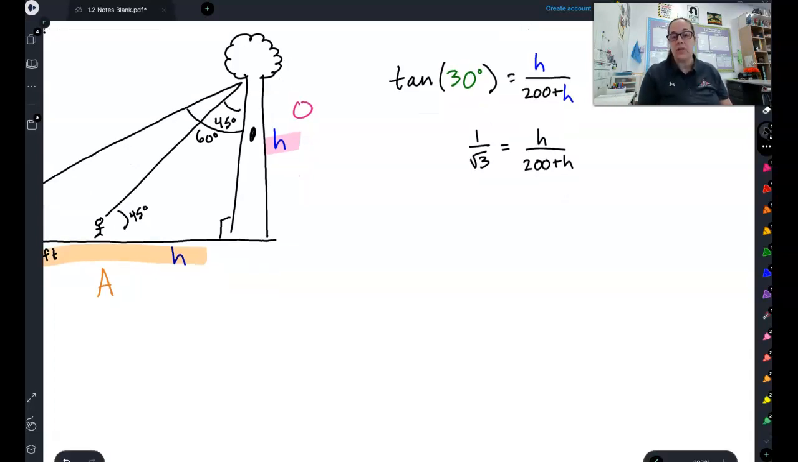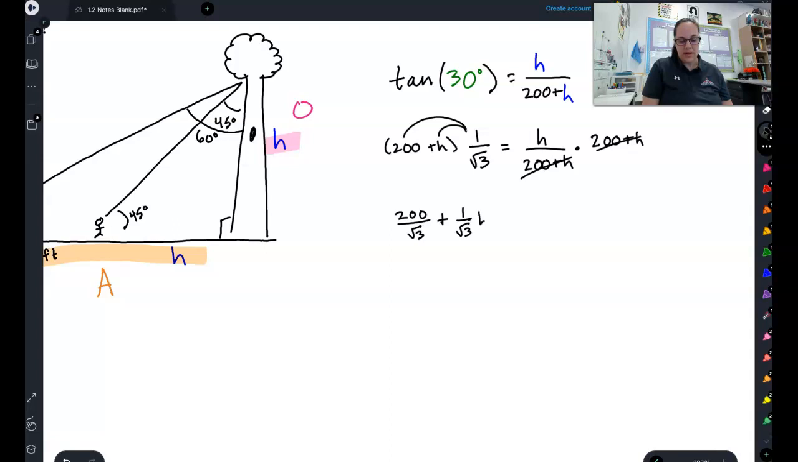Here's where you might want to start using some of those Algebra 1050 skills. If I want to solve this equation, let's get rid of that denominator first. We don't like that. And I'm going to distribute that in. So 200 times 1 over root 3 is 200 over root 3 plus 1 over root 3 times h equals the h that's left over here. Now I want to solve for h, which means I should bring all my h's to the same side, since that is what I'm solving for.